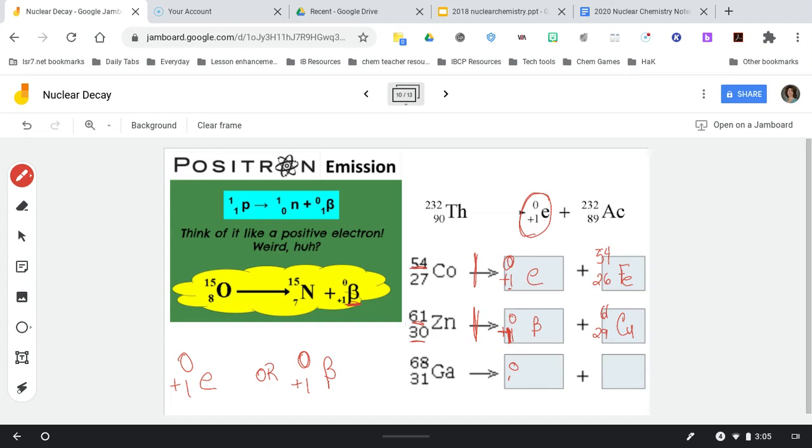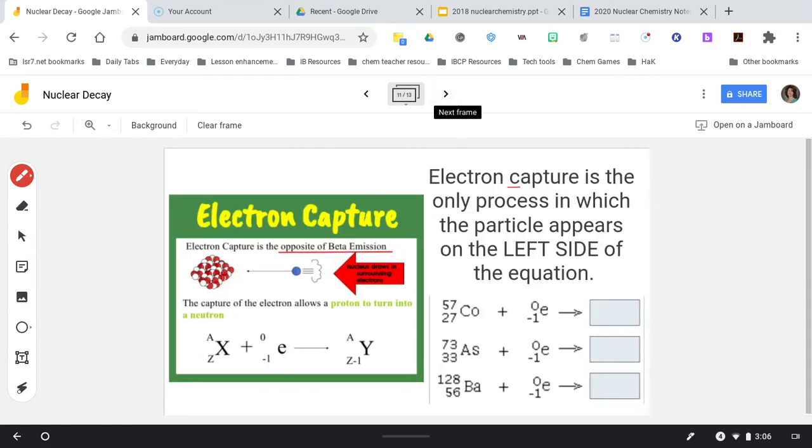And then lastly, gallium-68. If it's positron emission, I'm looking at 68 for my mass number and a 30 for my atomic number. And that makes this element 30, which is zinc. 30 plus 1 is 31. And that's your positron emission. So we're following the same process for all types of decay.